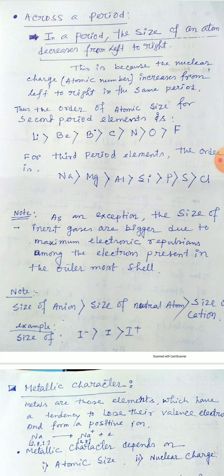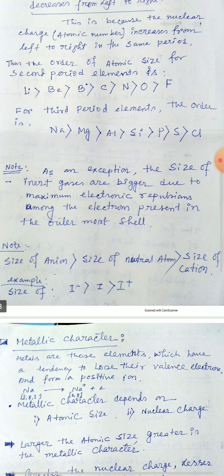In case of third period elements, they are sodium, magnesium, aluminum, silicon, phosphorus, sulfur, and chlorine. So, what is the order of atomic size? Sodium is greater than magnesium, greater than aluminum, greater than silicon, greater than phosphorus, greater than sulfur, greater than chlorine. Because along any period from left to right, atomic size decreases. So sodium is the largest, and chlorine is the smallest.